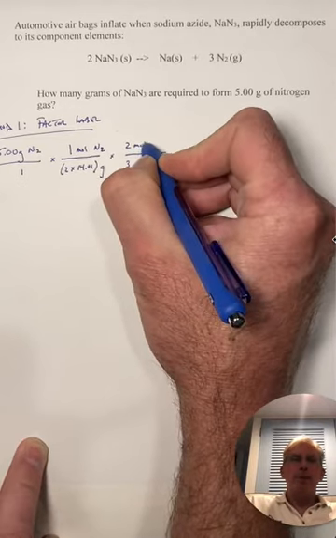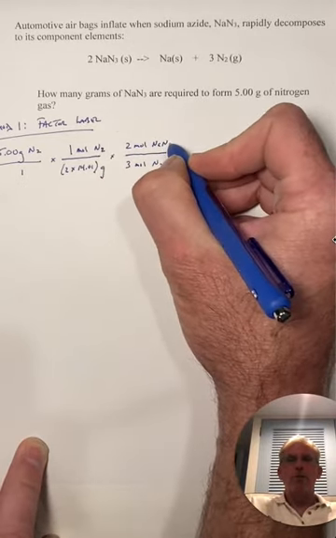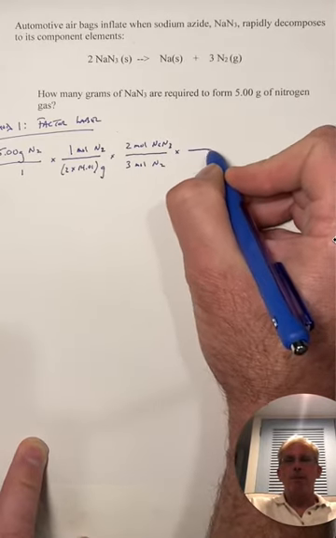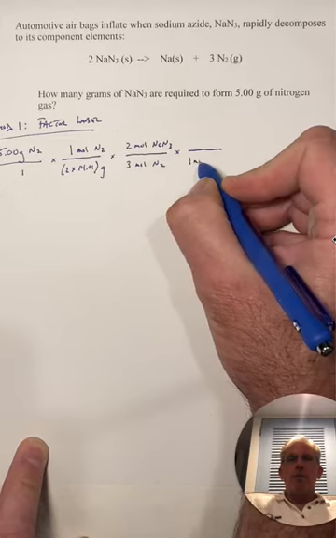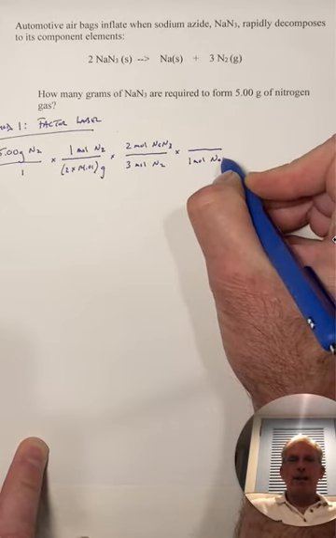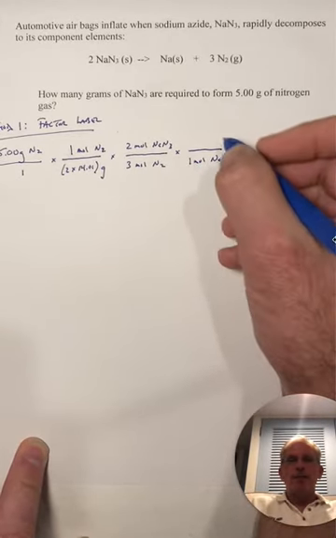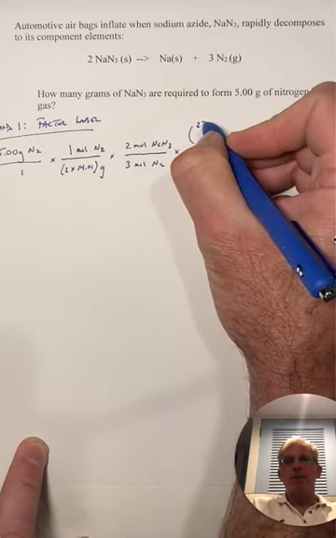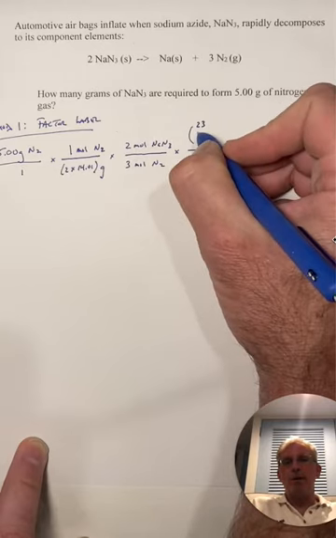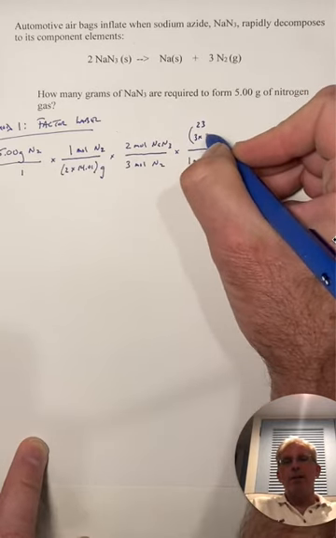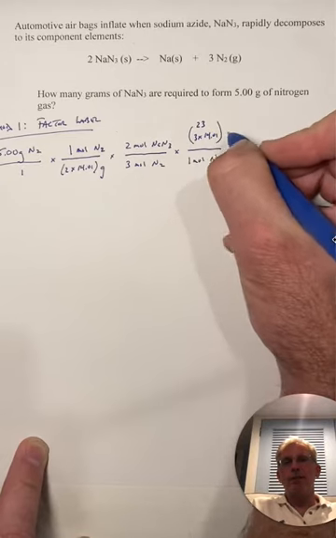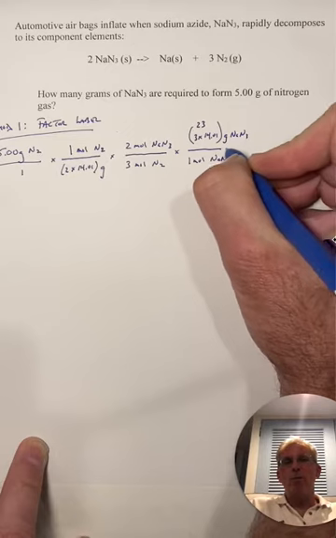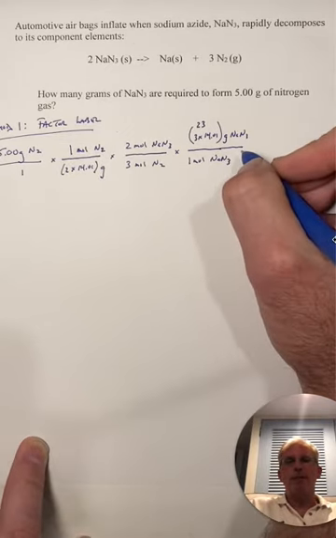So I go back up to my balanced equation, and I know that 3 moles of nitrogen will produce 2 moles of sodium azide. So now my moles of nitrogen are going to cancel, and I have moles of sodium azide. So I want to get to grams of sodium azide. And if I look up on the periodic table, sodium has a mass of 23. And I have 3 nitrogens in there, so they each have a molar mass of 14.01. So that will work out to be my molar mass of the sodium azide.